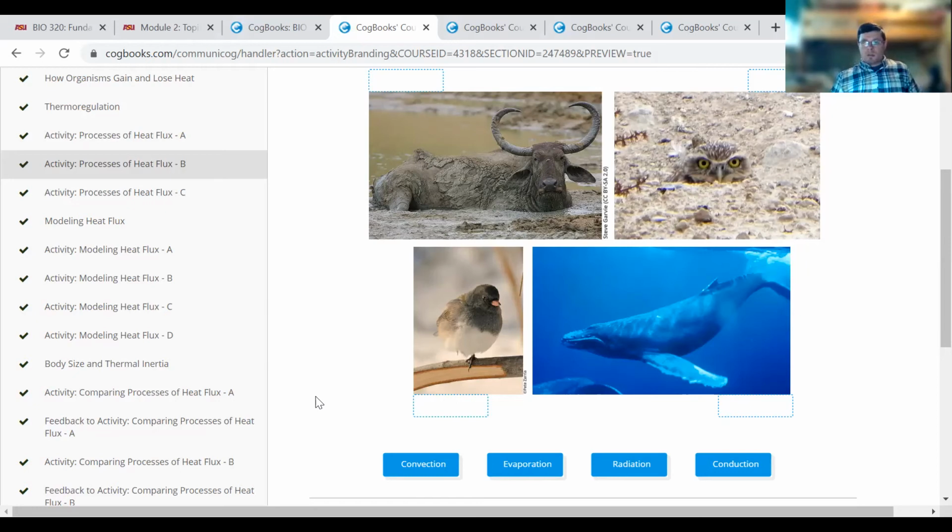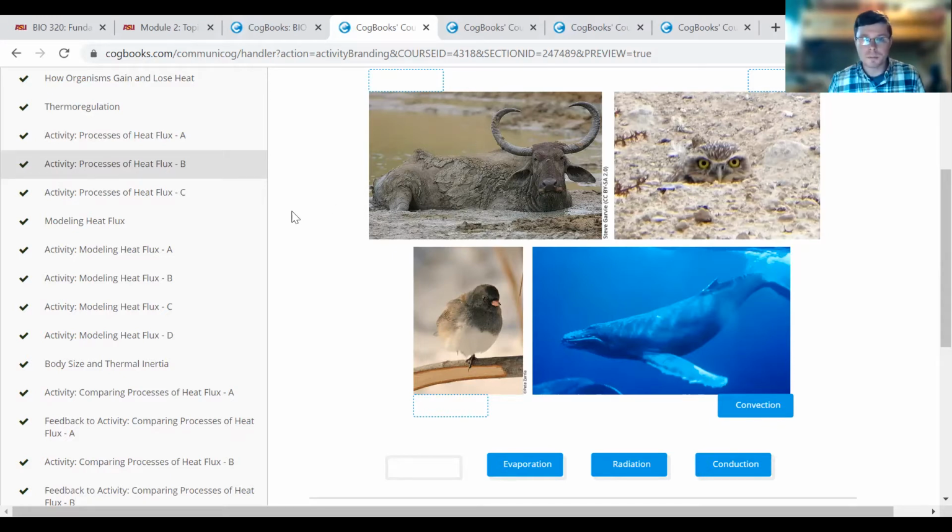Why don't we start with whichever one we think is the most obvious? I think the whale is the most obvious. Which flux? Convection. I would agree, so why don't we put that there for now. And then maybe let's start at the top. What do we think is going on in this picture?